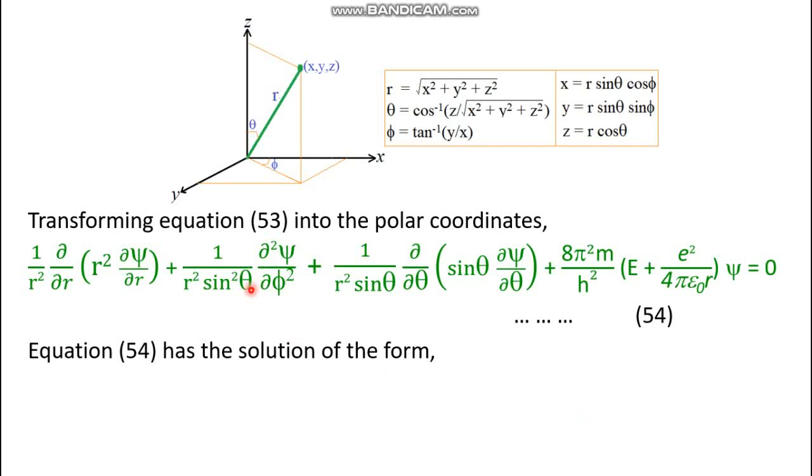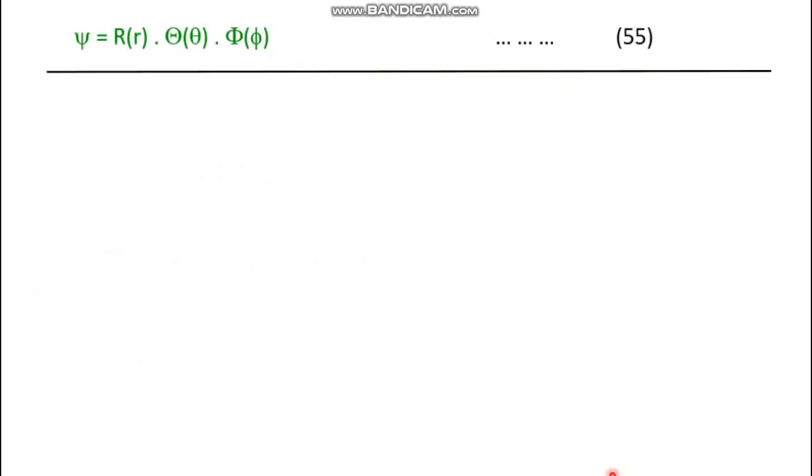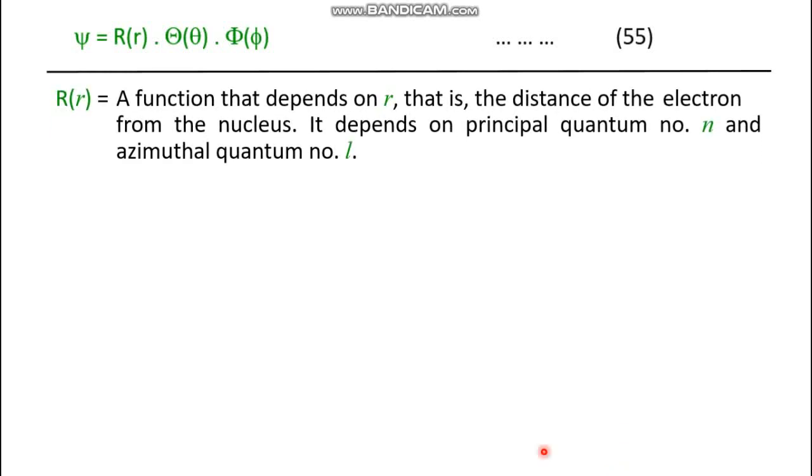And this equation has 3 parts. One is the r function, another is the theta function, and the third one is the phi function. So the solution of this equation can be written in a form like this: the value of psi, that is the wave function, is a combination of three different functions. So this is the r function, this is the theta function, and this is the phi function, and this is equation number 55.